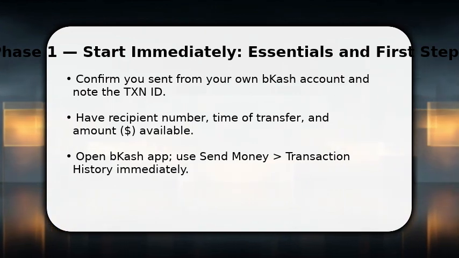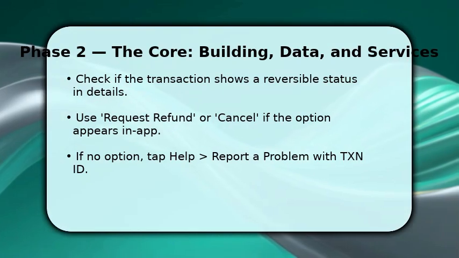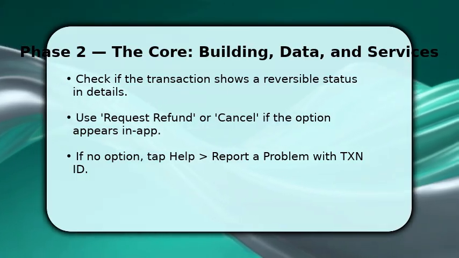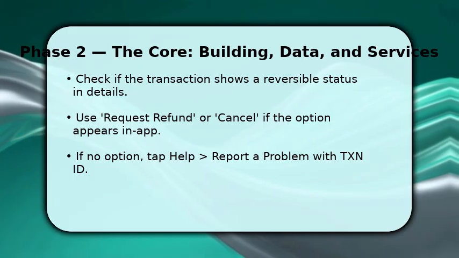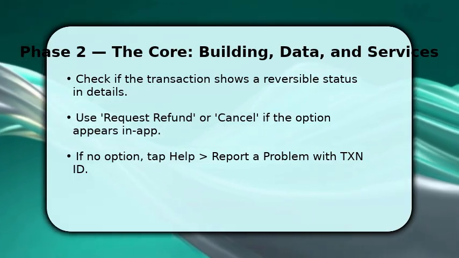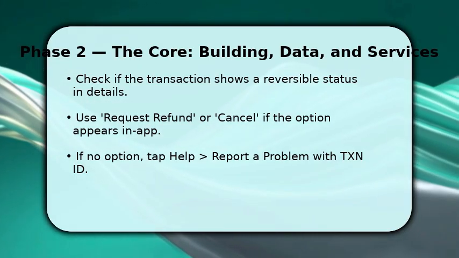Next, check the transaction details for an in-app reversal option. Sometimes Bkash shows cancel or request refund for recent transfers. If that appears, follow the prompts. Choose reason, attach screenshot, and submit. This initiates an automatic refund flow.